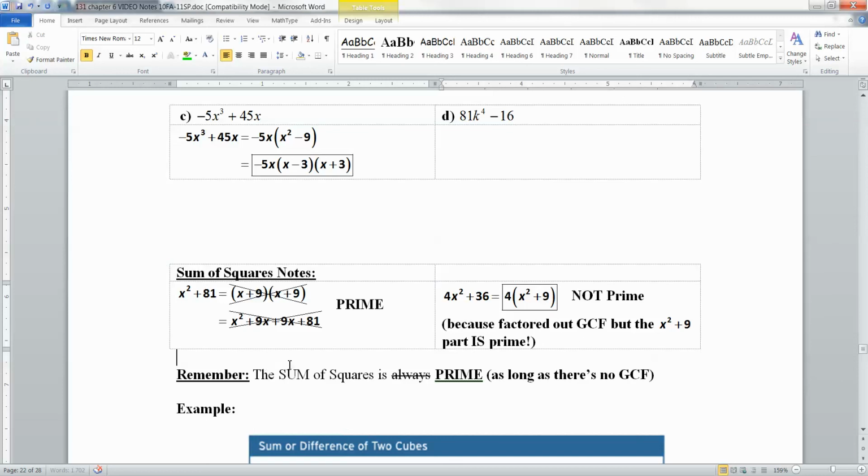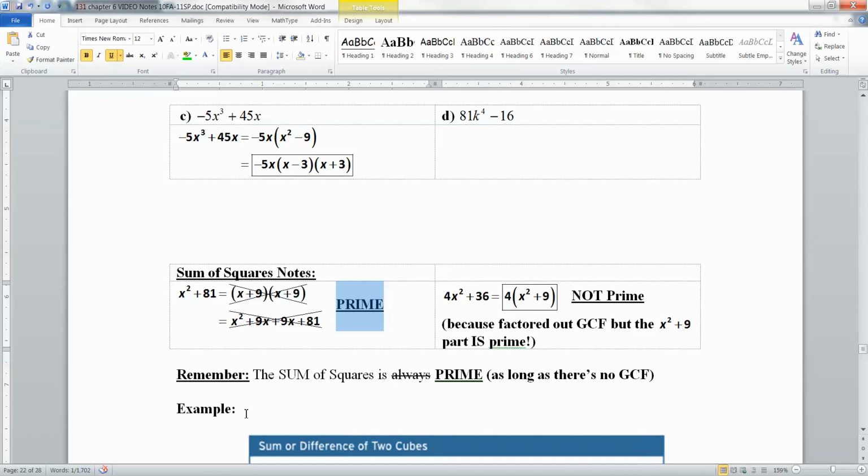So that's what I'm saying here. The sum of squares is always prime, like x squared plus 9 is prime, as long as there's no GCF. If there's a GCF that you take out, that means that the actual answer is not prime, because we took a 4 out. That makes it not prime. This little part of it is prime, but overall it was not prime because you took out a greatest common factor.